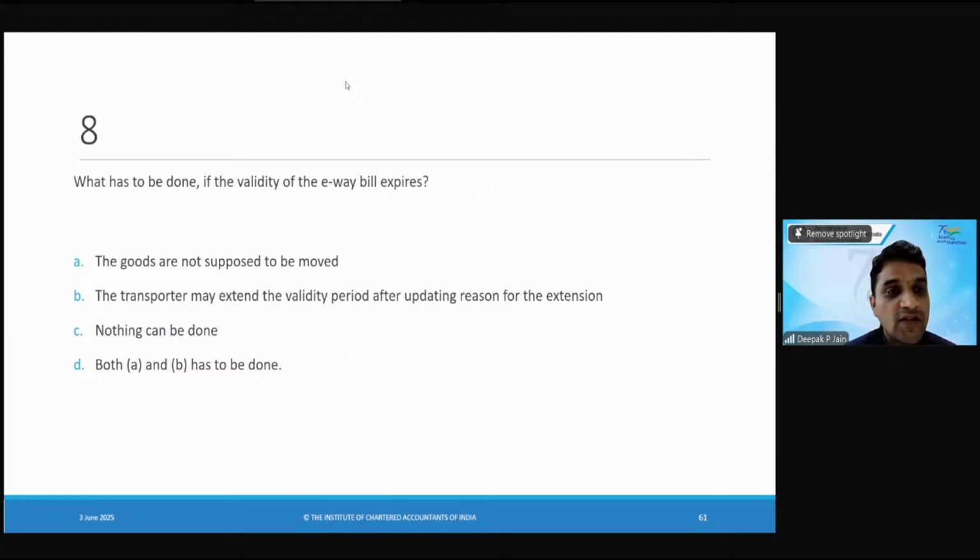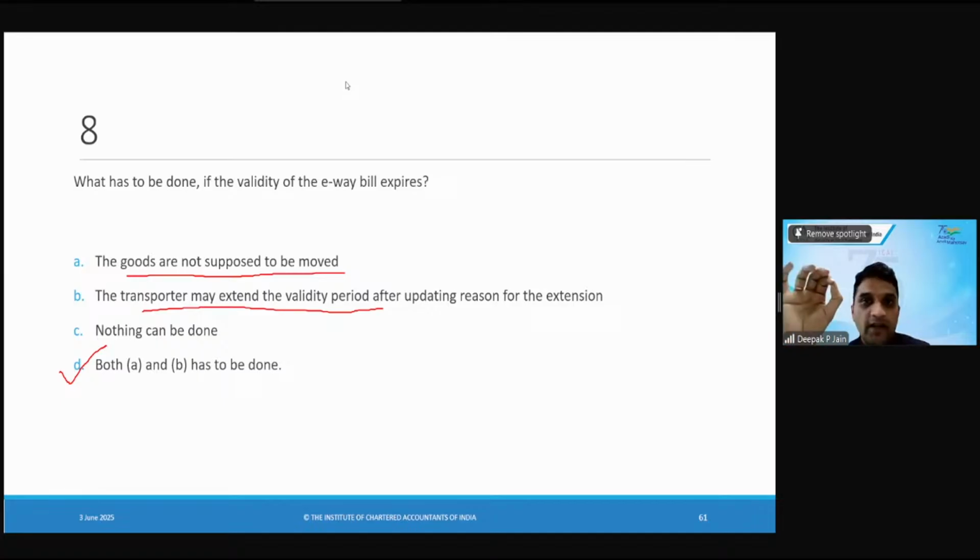So that's the next question. What is to be done if the validity of the e-way bill expires and you want to cancel it? You cannot cancel it. You have to do this. That is, you have to say that the goods are not supposed to be removed idly and the transporter may extend the validity period. If the e-way bill expires, then you have to extend the validity period. This e-way bill, of course, we will have a separate session for this. This is just a preparation for that.